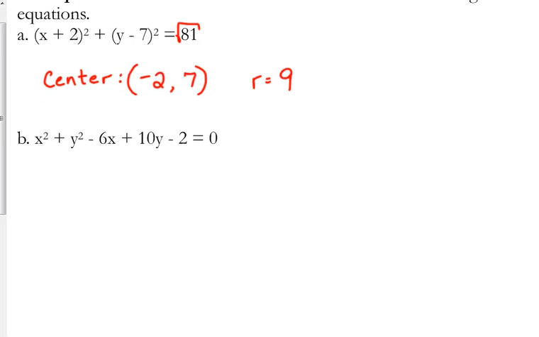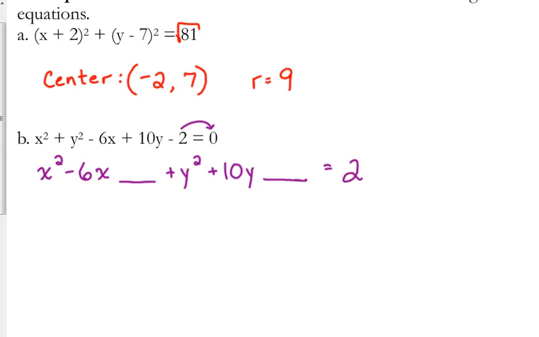Now, B looks a little weird because that's not in standard form. So how are we supposed to figure out what the center and the radius are? Well, that's where completing the square comes into play. All right, so we need to start by grouping together the similar variables. So my x's need to be together, x squared minus 6x. I'm going to leave myself a little space for completing the square. My y's need to be together, y squared plus 10y. Make sure you're very careful with your signs. I need to leave myself some space for completing the square. Constants need to go to the other side, just like with completing the square. So that's equal to positive 2. You have to move it to the other side by adding.